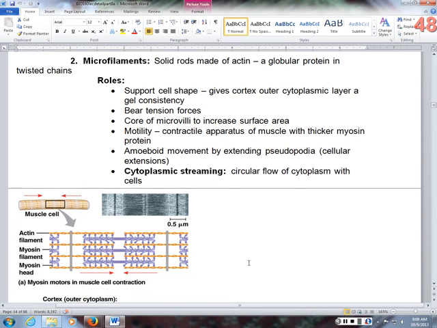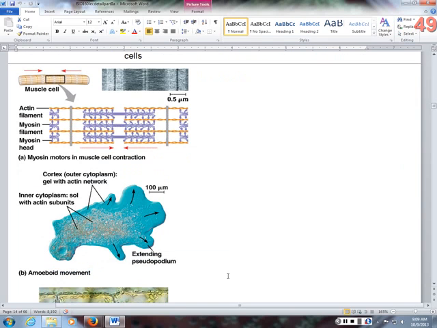They're going to make up the core of microvilli to increase surface area. They're going to help with motility in there. With your muscle fibers, this is going to interact with myosin, another protein in there, to allow your muscle fibers to contract. The amoeboid movement by extending the pseudopodia in here, so giving this extra strength to be able to slide along and do that. Also in cytoplasmic streaming, so the circular flow of the cytoplasm within the cells. So your cytoplasm inside the cell is going to flow around in there just like you have blood flowing around inside your body. This helps keep it moving.